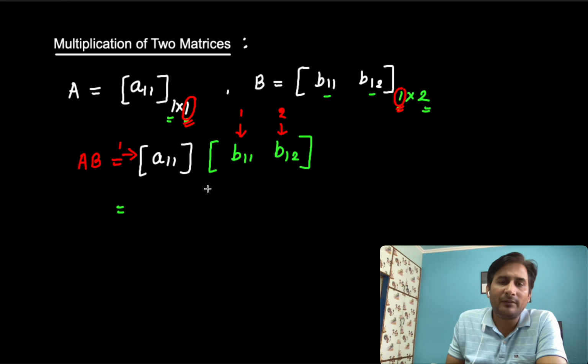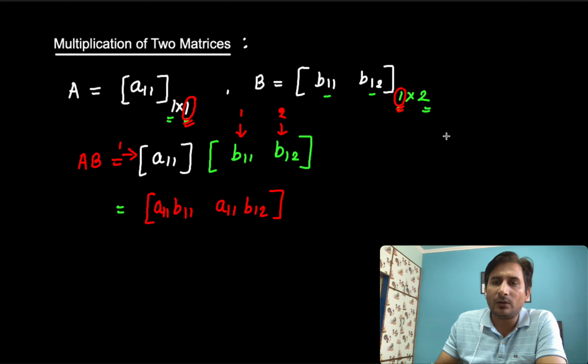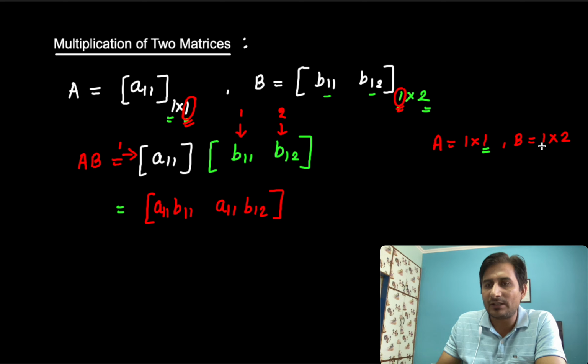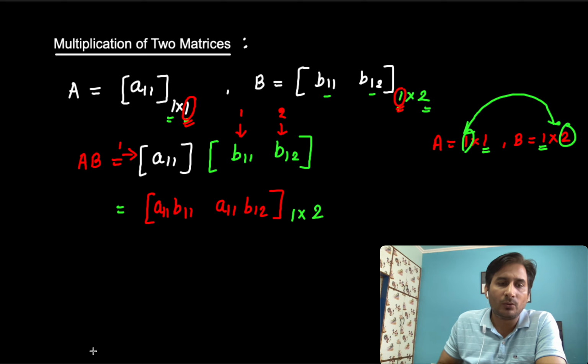So, A11 multiplied with B11, this is the first element. Second, row 1 of the first matrix multiplied with column 2 of the second matrix, so it is A11 and B12. This is the new matrix. The order of matrix A is 1 into 1 and the order of matrix B is 1 into 2. For the condition of multiplication, these must be the same, and the order of the new matrix is 1 into 2. So from here we can find out the order, right.